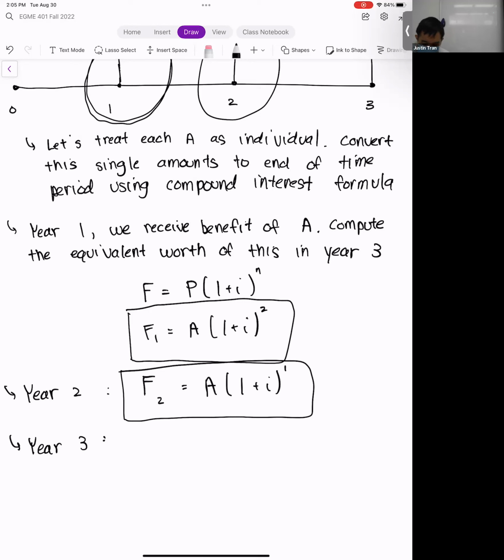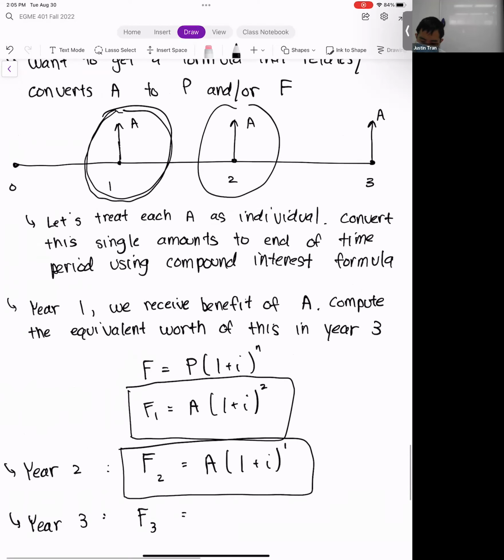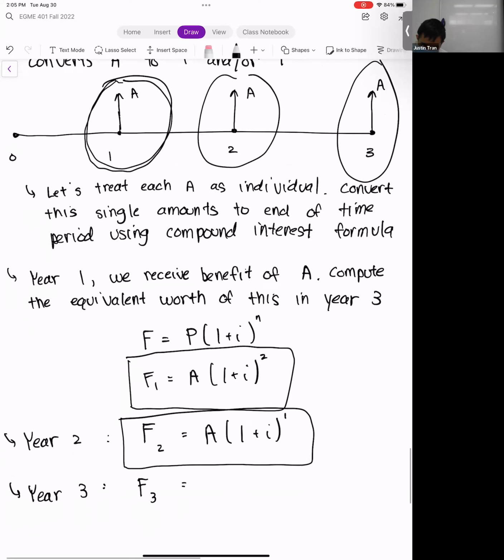All right, finally, in year 3, we're going to compute F3. Looking back at the diagram, the amount that we get in year 3 is going to be A as well. But here, we actually don't need to use our compound interest formula, because to go from year 3 to year 3, you just kind of step outside your room. So F3 here is just going to be equal to A.